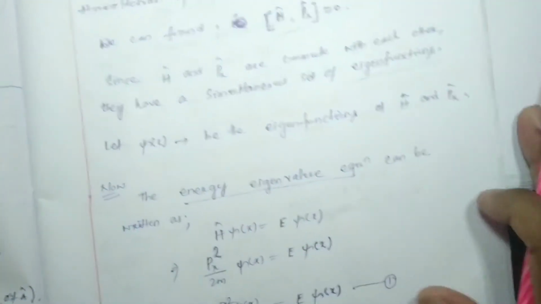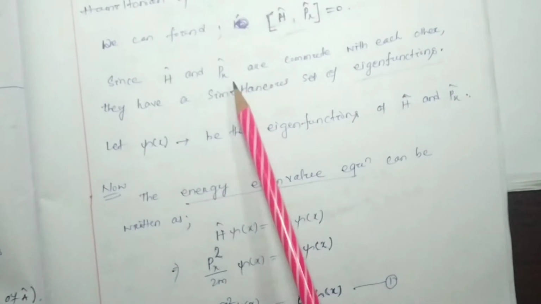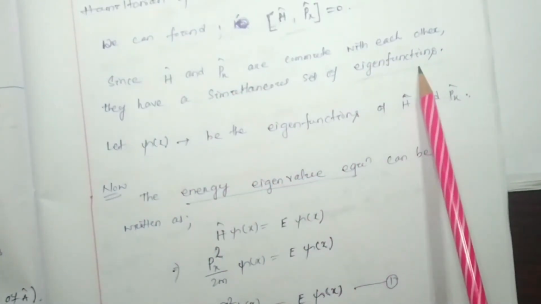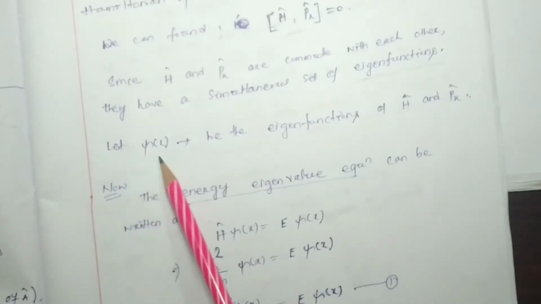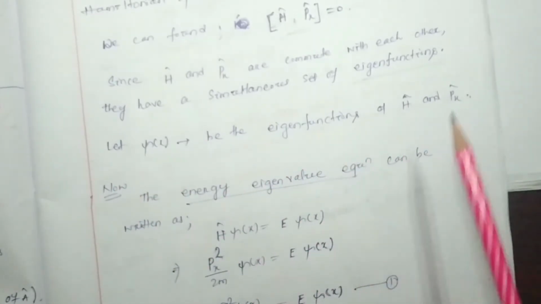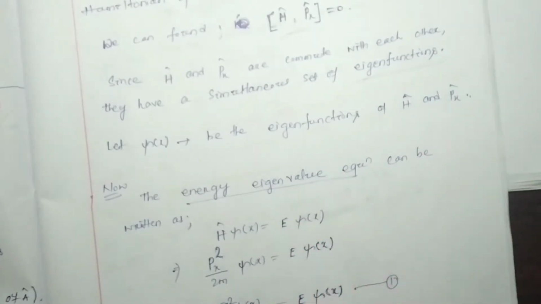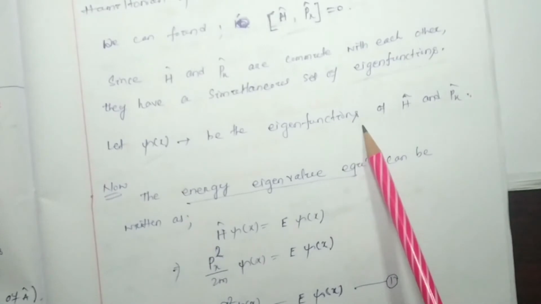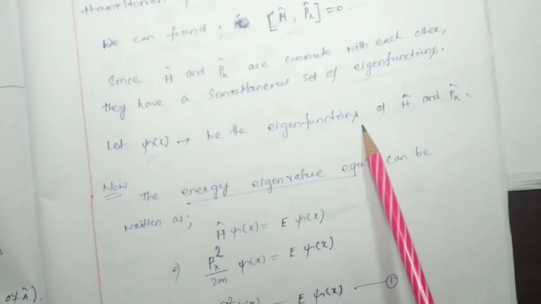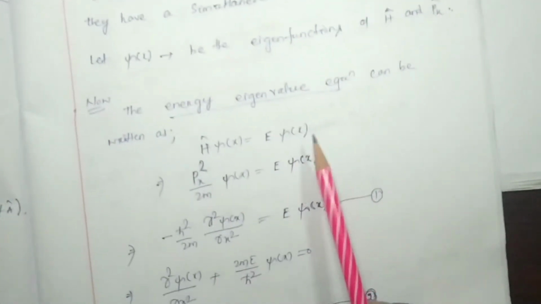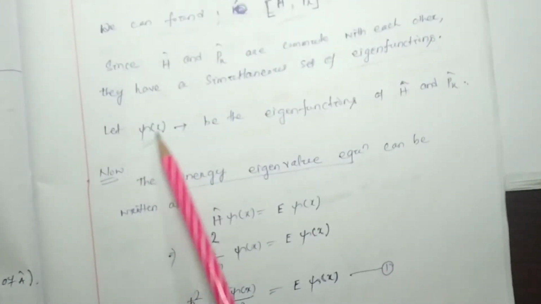So now here we found that since h cap and p x cap commute with each other, they have a simultaneous set of eigenfunctions. Let psi x be the eigenfunction of h cap and p x cap. In our discussion, we have considered psi x to be the eigenfunction for both h cap and p x cap. Now we are going to search for what this psi x will be.